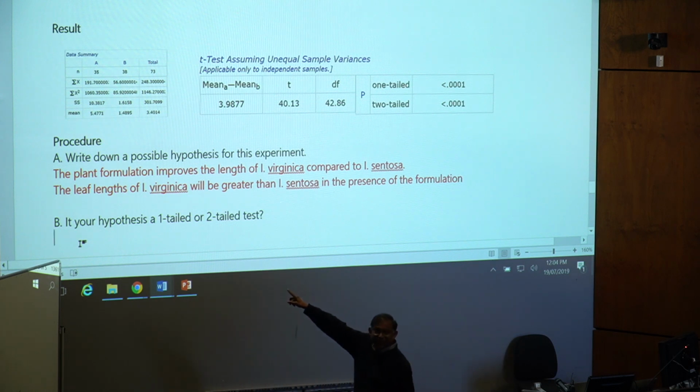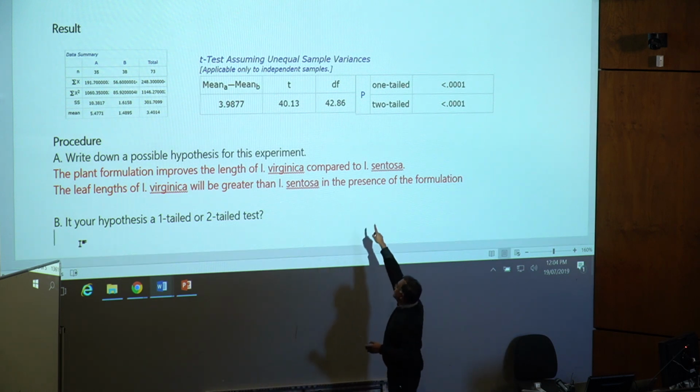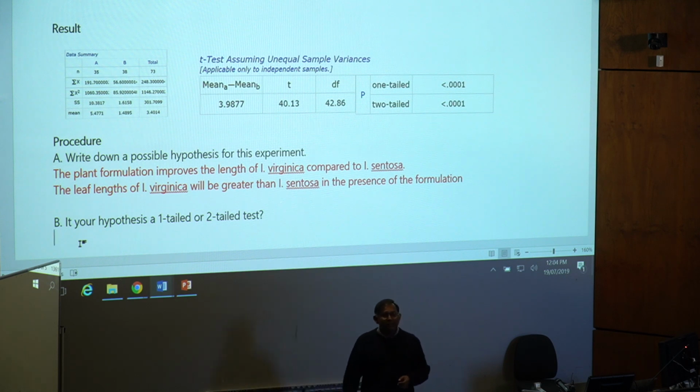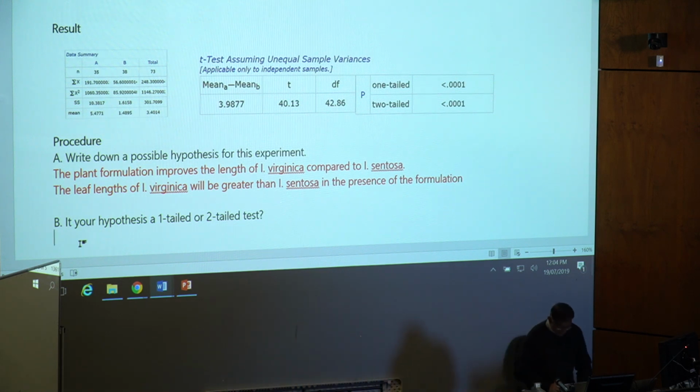Let's look at the second sentence in red. Is that going to be a one-tailed or two-tailed? One-tailed, thank you. Because it's greater than. We are being very specific about it. So it's going to be one-tailed.